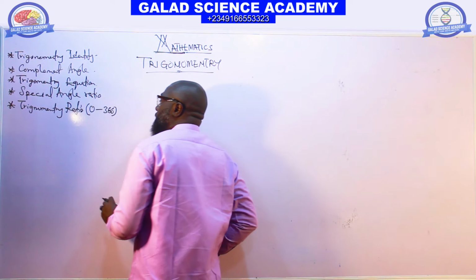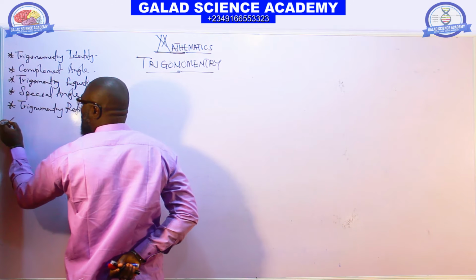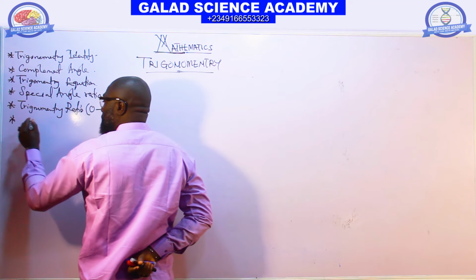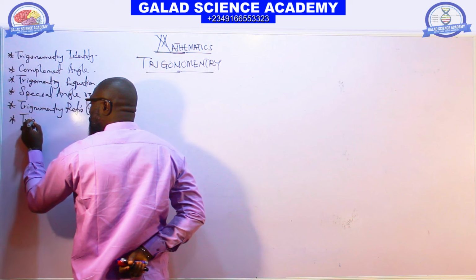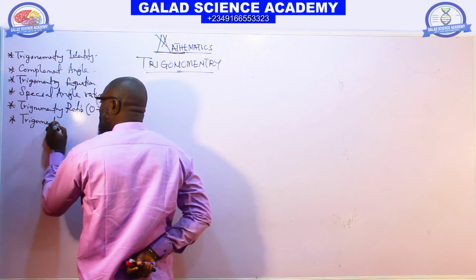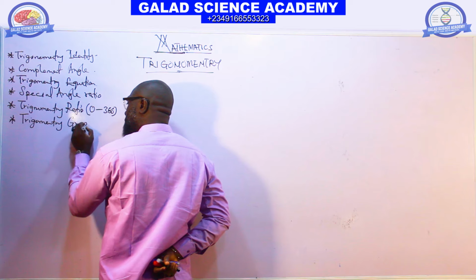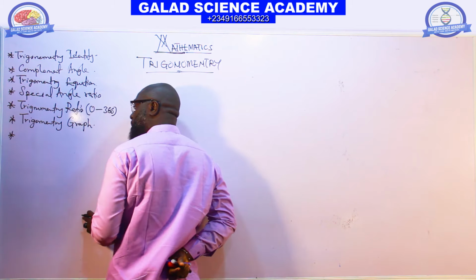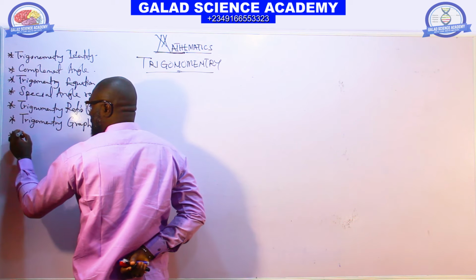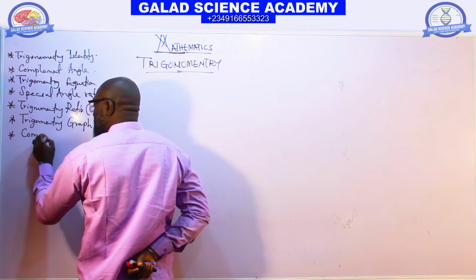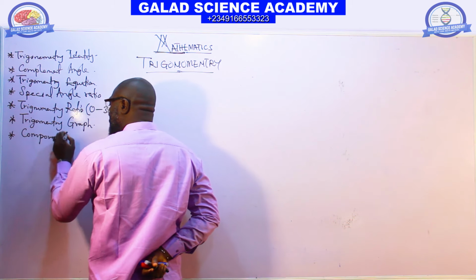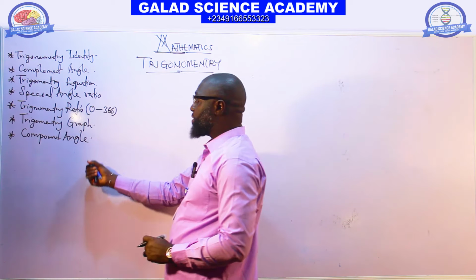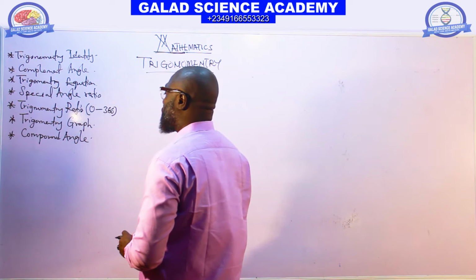After that, we have what we call trigonometry graph. After that, we have compound angle. Under this compound angle, we have the addition and subtraction formula.